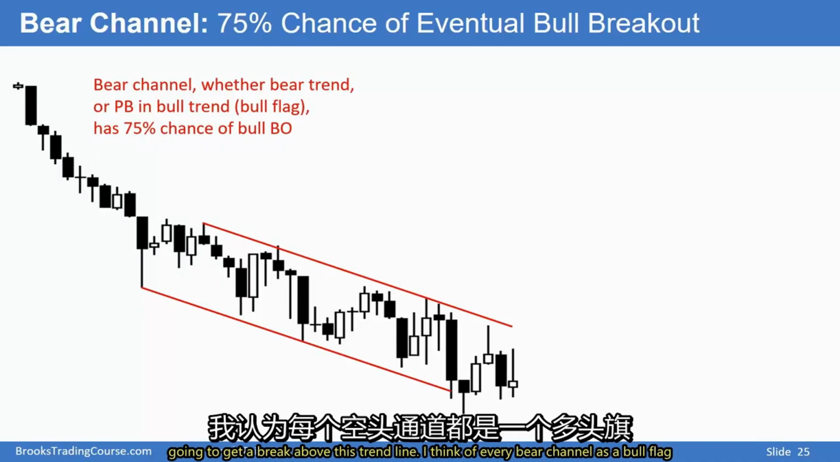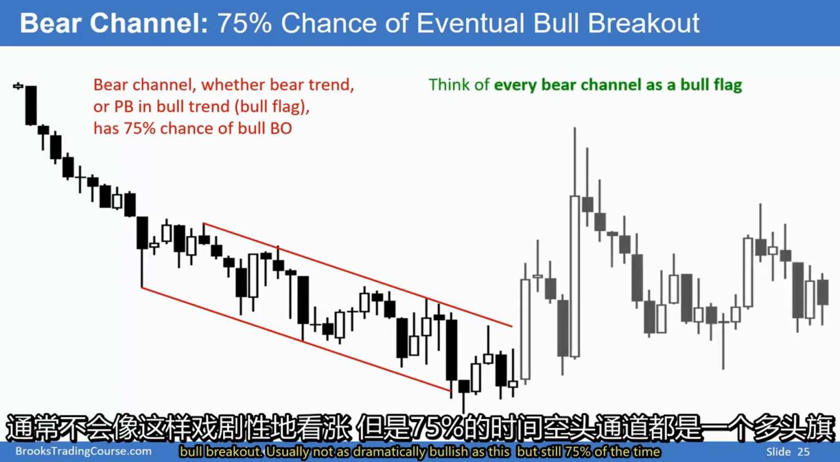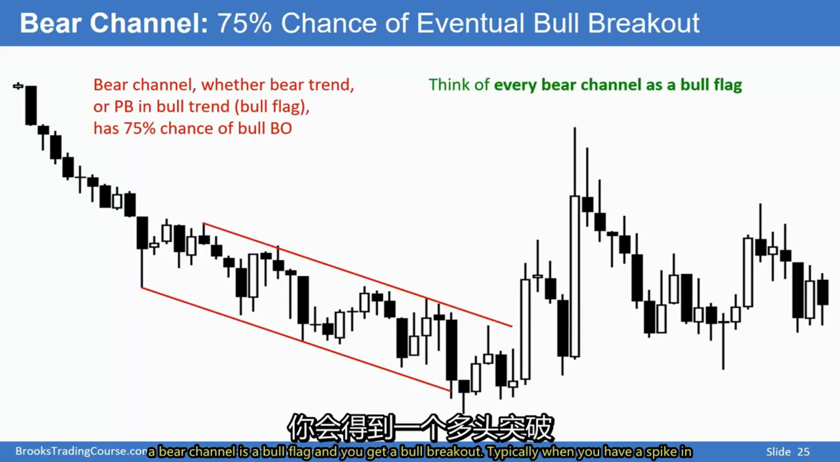I think of every bear channel as a bull flag, even if it's a bear channel and a bear trend, because 75% of the time you're going to get a bull breakout. Usually not as dramatically bullish as this, but still 75% of the time a bear channel is a bull flag and you get a bull breakout.